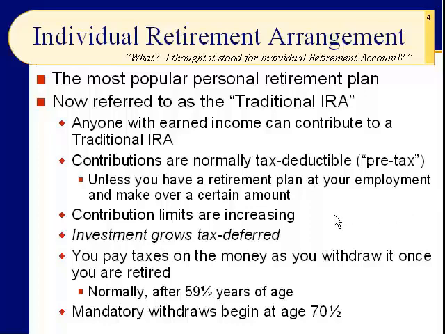The contribution limits increase with inflation, and the investment grows tax-deferred. You pay taxes on the money as you withdraw it once you retire, normally after 59.5 years of age, and you must start taking the money out at 70.5. You don't have a choice.